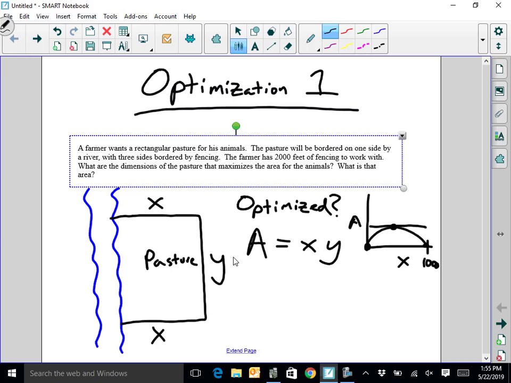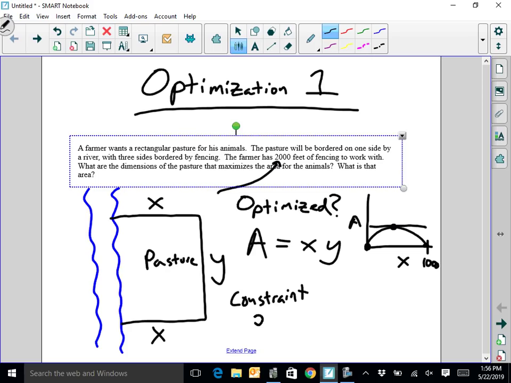The problem is here I have two different variables, x and y. What you always want to do in these type of problems is get it down to a single variable. So I just want area in terms of x or area in terms of y. Well, I can't do that right now unless I consider the constraint. So your constraint is what's limiting you, or what's being forced upon you. Our constraint here came up right here. We only have 2,000 feet of fencing. So our constraint is that we only have 2,000 feet of fence to work with.